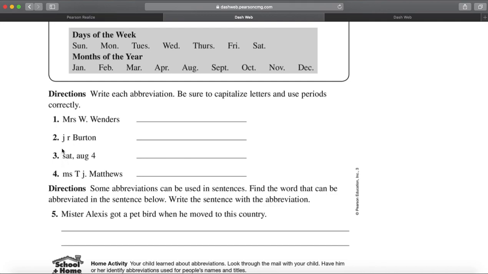Okay? Now here, J.R. Burton. Look at this. How come J is a small letter and R is a small letter? I should capitalize the letter J and the letter R. So capital J and R, and Burton. Now here, Saturday, August 4.